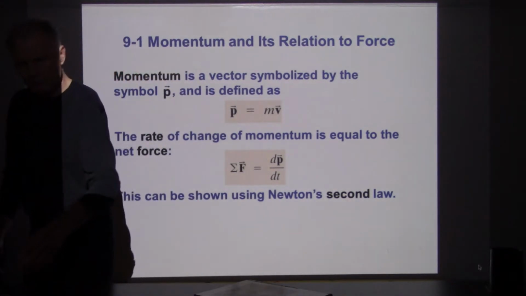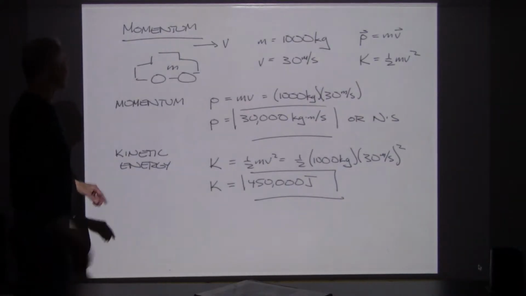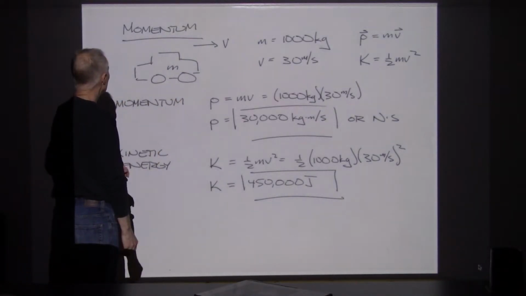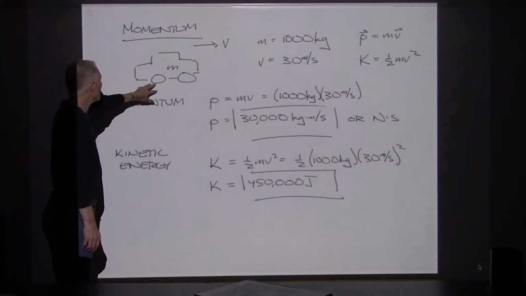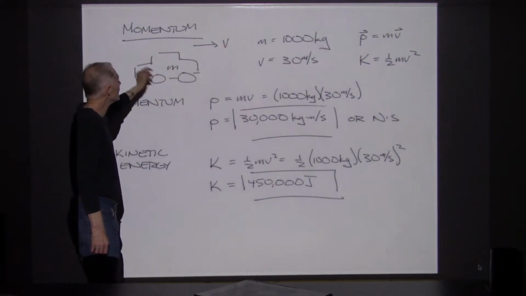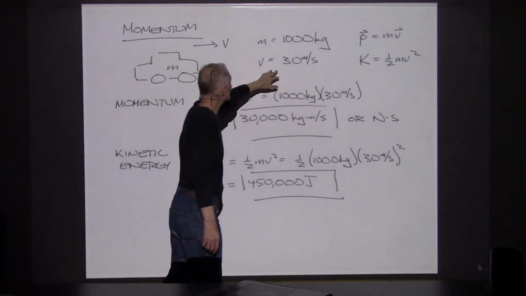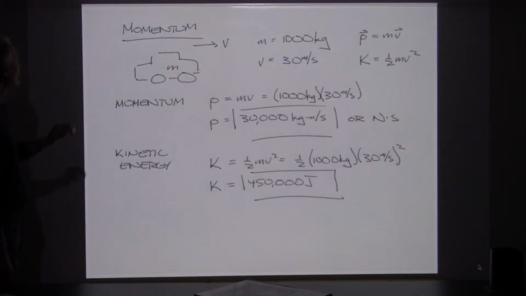Let's move on here. So here's a general set of momentum ideas. Let's say we have an object. It's got a mass. I set the mass at 1,000 kilograms. Here is a velocity. It's 30 meters per second. Maybe this is my 2004 Honda Civic. We're headed down the highway here.